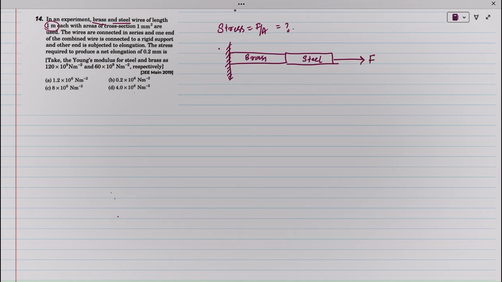Okay, and it is given that Young's modulus of steel is equal to 120 × 10⁹ newton per meter square, and Young's modulus of brass is equal to 60 × 10⁹ newton per meter square. Also we know that Young's modulus is equal to FL by A ΔL. This is the Young's modulus.